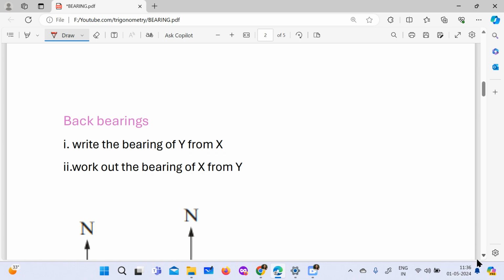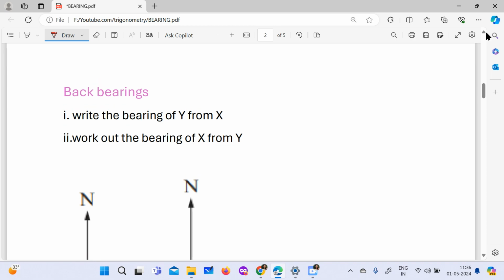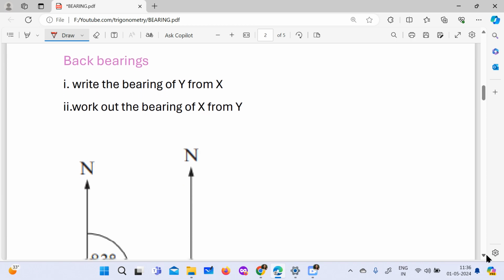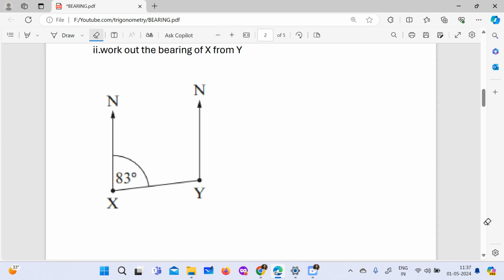Now let's see what is back bearing. So this is the term back bearing. Till now we were doing it like this. When we study about back bearing, it will be this way. Now I'll show you what the question is all about.